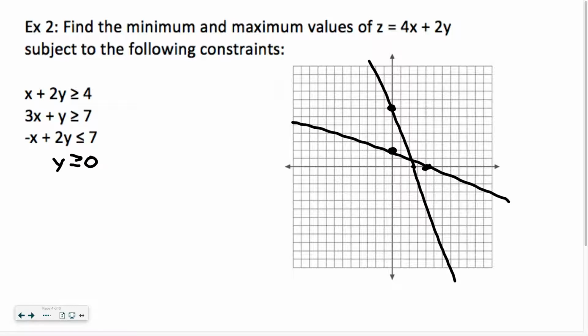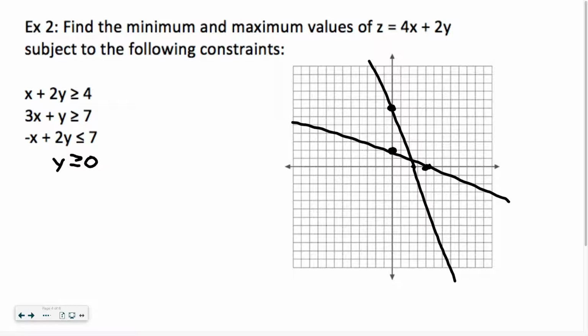Would you shade above or below? Above. Test 0, 0, 0 is not greater than 7. So 0, 0 again should not be shaded. Now my overlapping shaded region is kind of like in this top right area.